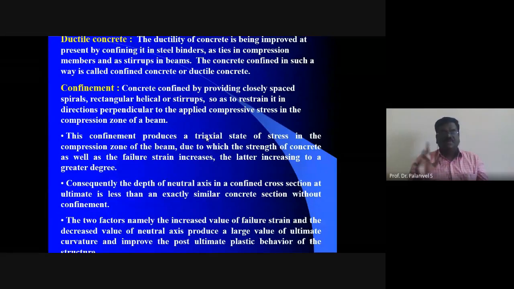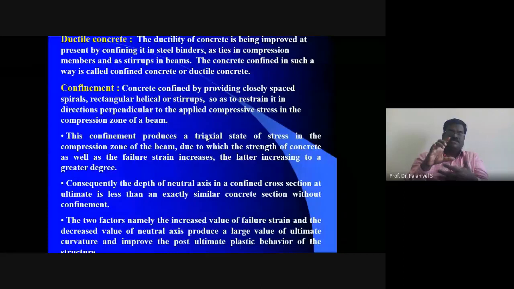Okay, that's what. Confinement: concrete confined by providing closely spaced spirals, rectangular helical or stirrups so as to restrain it in the direction perpendicular to the applied compressive stress in the compression zone of a beam. Okay, this is not necessary. See, this confinement produces a triaxial state of stress in the compression zone of the beam. That's what I will tell you.